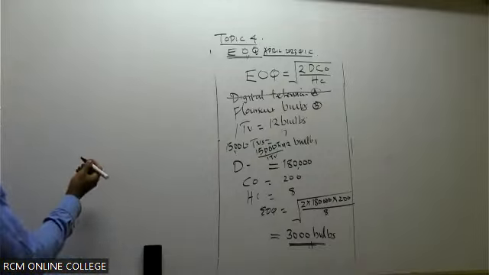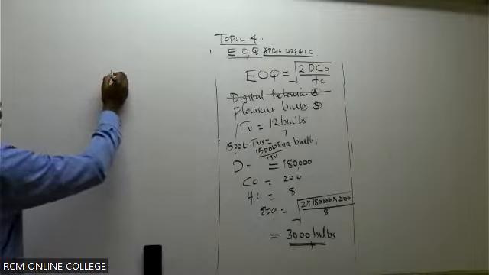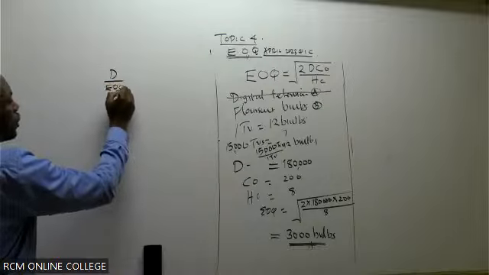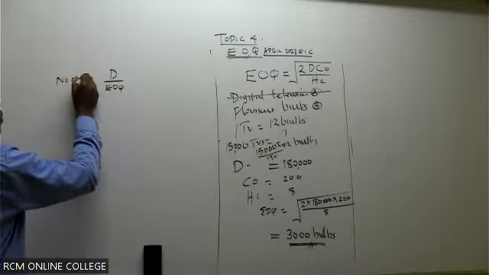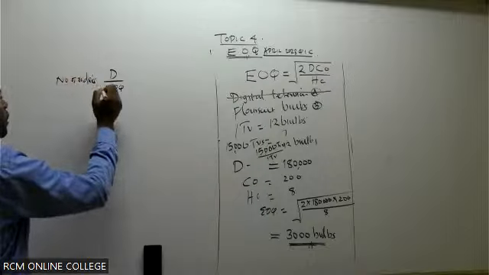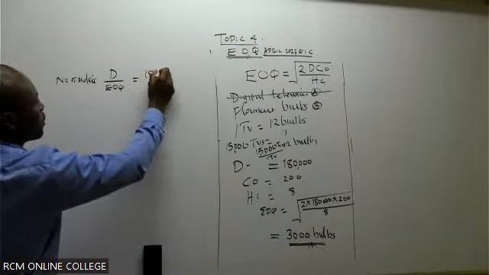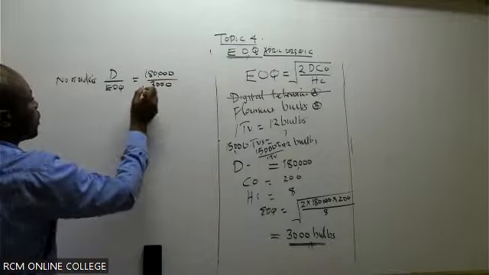This is what will happen. So how do we get the number of orders? Number of orders is equivalent to demand over economic order quantity. So the number of orders will be equivalent to demand, which is 180,000, divided by the economic order quantity, which is 3,000.